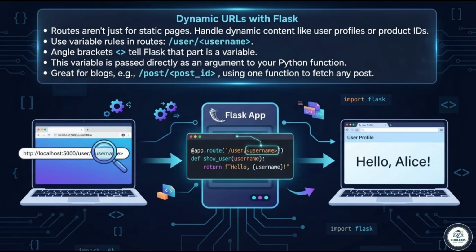This is incredibly powerful. Imagine creating a blog where each post has a unique ID. You don't need 100 different functions. You just need one function that reads the ID from the URL and fetches the corresponding post from your database. We'll write a simple function today that greets a user by name using this exact technique.